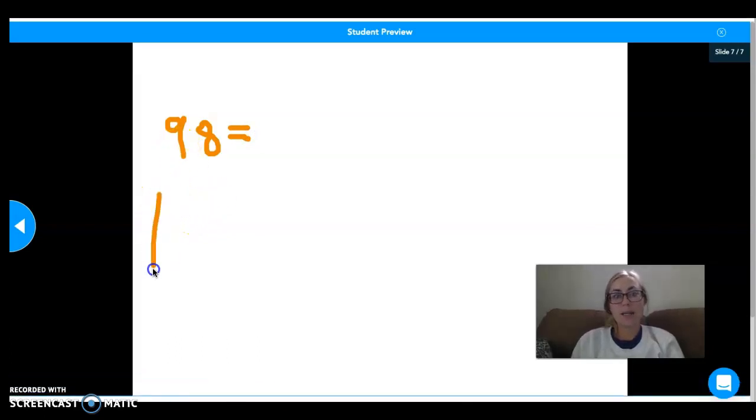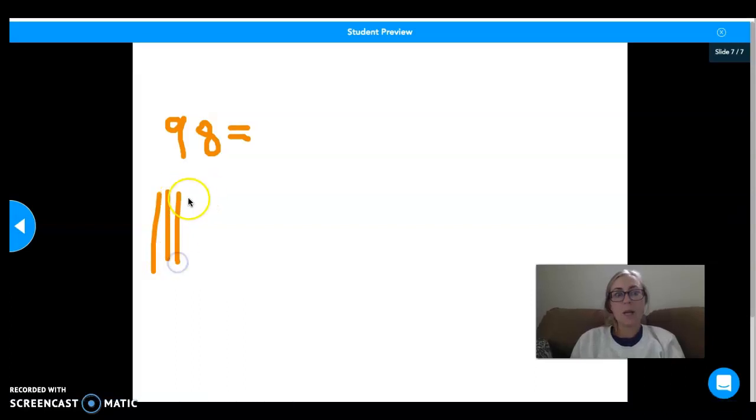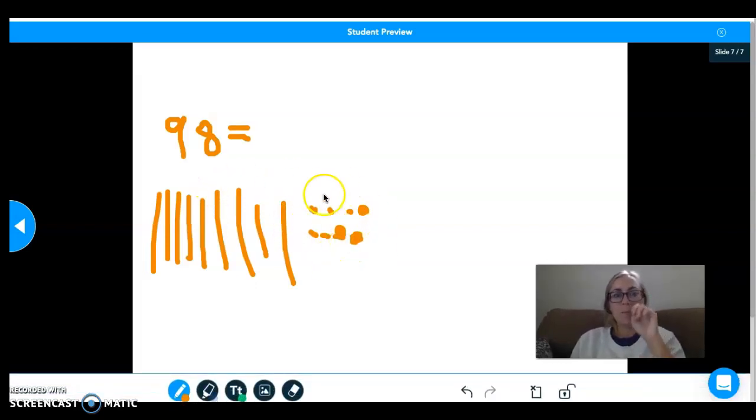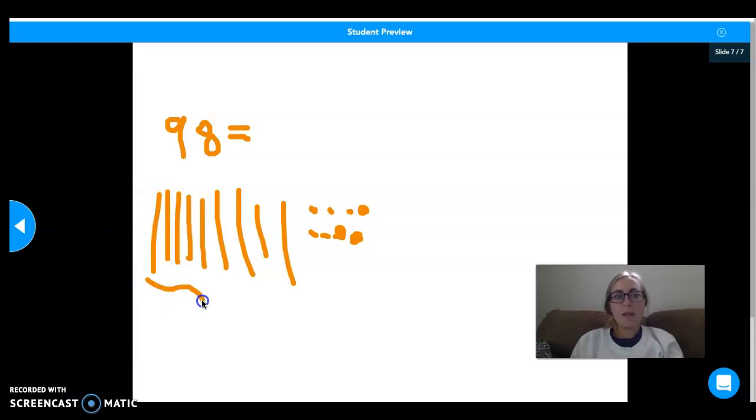So I know 98 has 9 tens: 3 tens, 4 tens, 5 tens, 6 tens, 7 tens, 8 tens, 9 tens, and 8 ones. 1, 2, 3, 4, 5, 6, 7, 8. And they don't have to be perfect. Mine are just trying to be little circles because I don't want to make little lines because I don't want to get them confused. So I've got 8 ones here, which means that of this right here, I have my 9 tens, and my 8 ones.